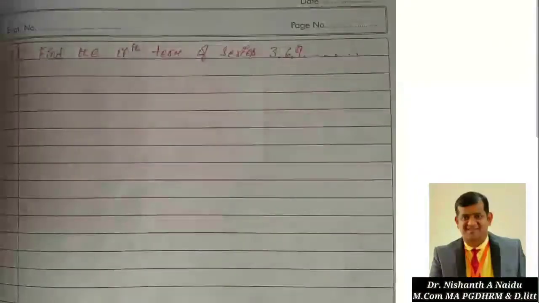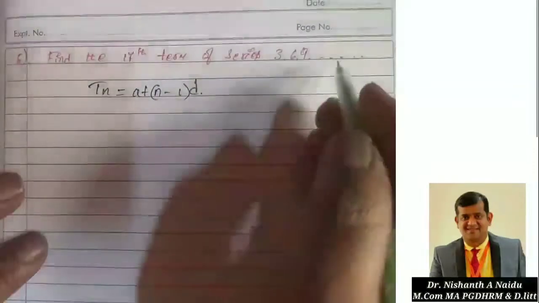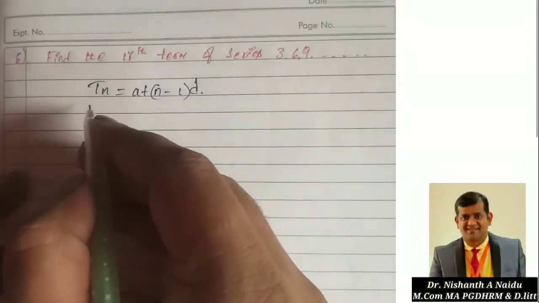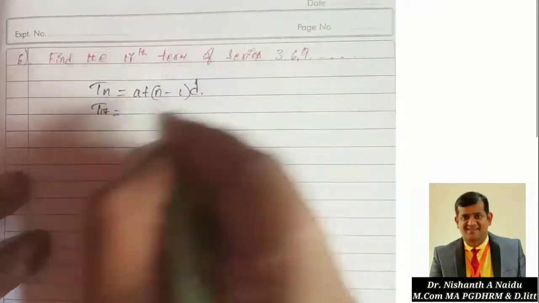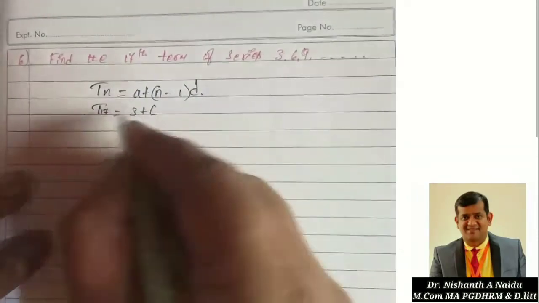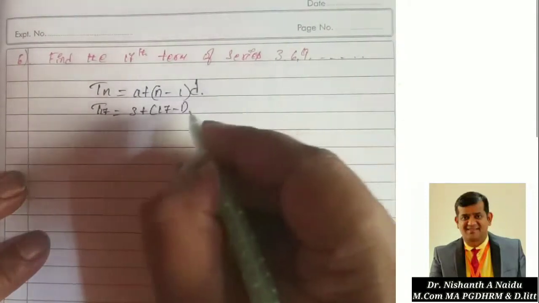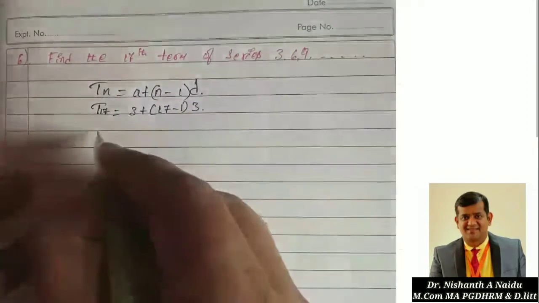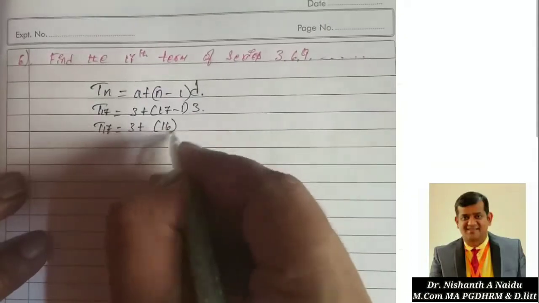So simply apply the formula here. Tn equals a plus n minus 1 into d. You need not write all the time what is given. We have to find the 17th term. So T17 equals a, the first value, is 3, plus n value 17 minus 1, and d, the common difference, is 3, since 6 minus 3 is 3 and 9 minus 6 is also 3. So T17 equals 3 plus 16 into 3.